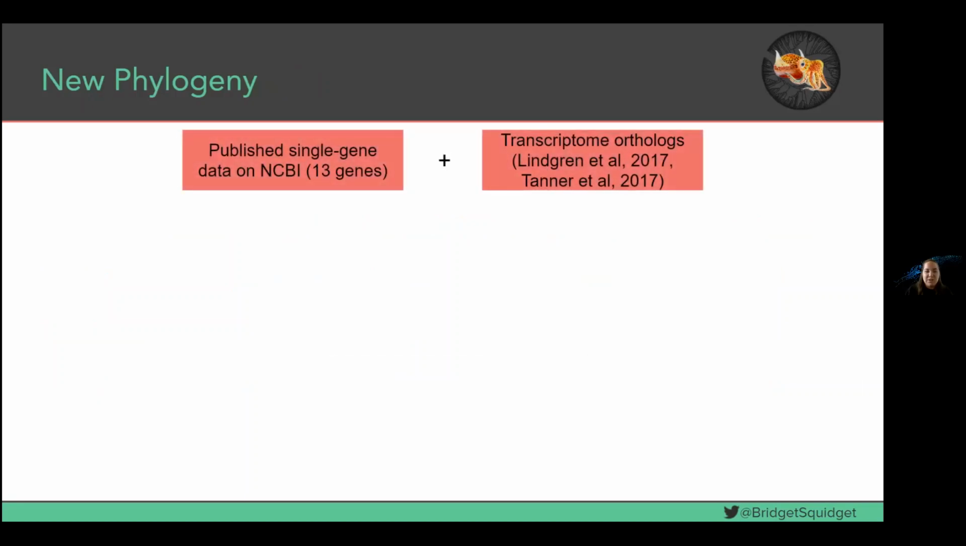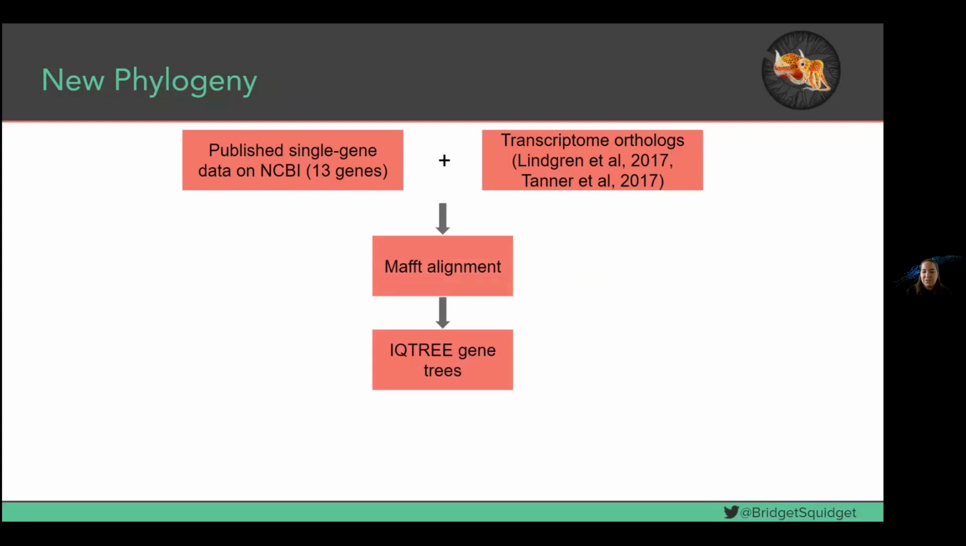And so we took single gene data from NCBI using 13 different genes for these different species. Not every species has all of these genes, but we are using 13 total loci. And we also included transcriptome orthologs from Lindgren and Tanner, using MAFFT to create alignments, then using IQ-TREE to create gene trees. And then for the tree that I'm showing you, we used ASTRAL to create a coalescent tree.